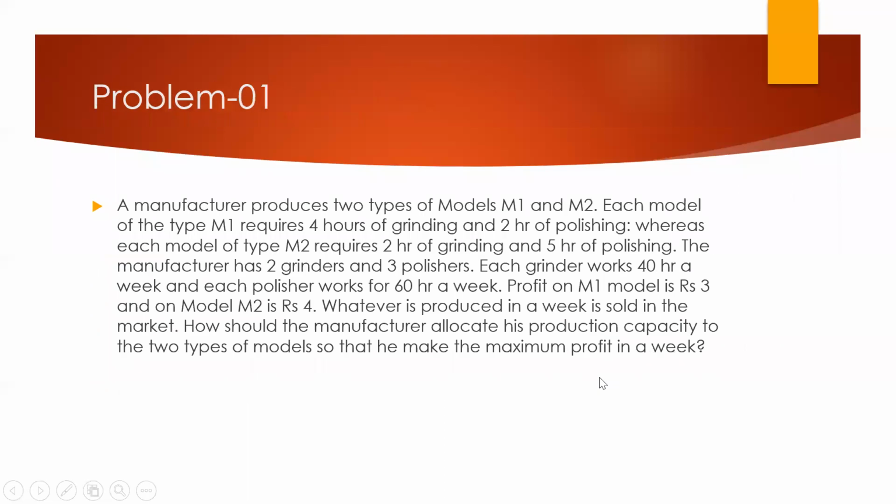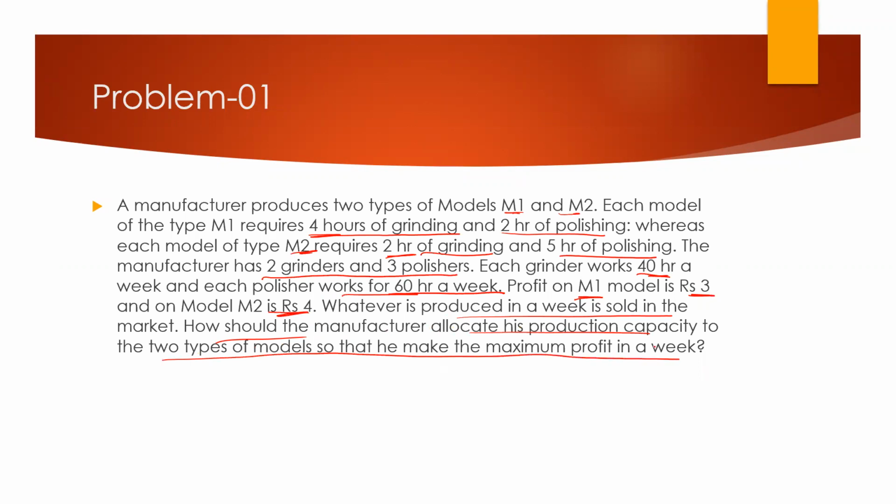Principal sir has taught you that if you get a problem like this: a manufacturer produces two types of model, M1 and M2. Each model of M1 requires 4 hours of grinding and 2 hours of polishing, whereas each model of type M2 requires 2 hours of grinding and 5 hours of polishing. The manufacturer has two grinders and three polishers. Each grinder works 40 hours a week. Each polisher works 60 hours a week. Profit on model M1 is rupees 3, on model M2 rupees 4. Whatever is produced in a week is sold in the market. How should the manufacturer allocate his production capacity so that he can maximize the total profit in a week?